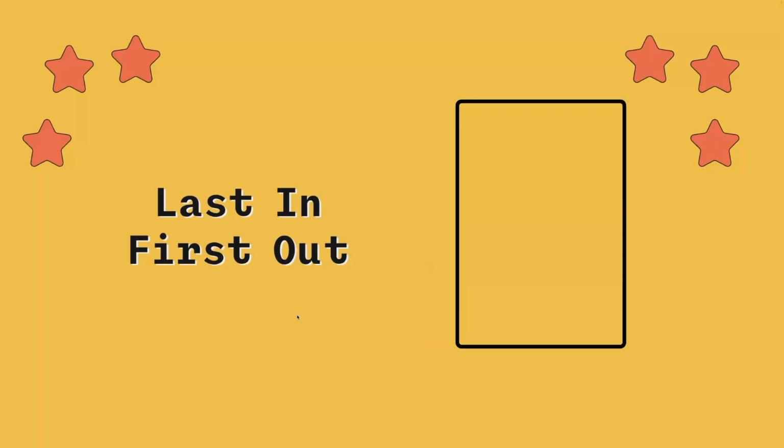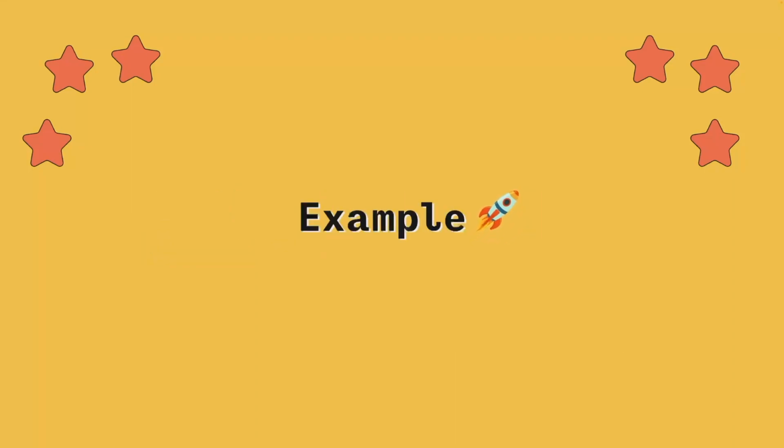And now our call stack is empty. So this is the principle of the last in first out method. In programming, the last function that gets pushed into the stack is the first to be popped out when the function returns. To better understand the call stack, let's look at an example.